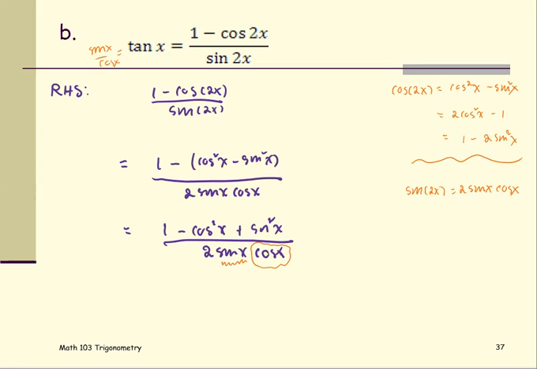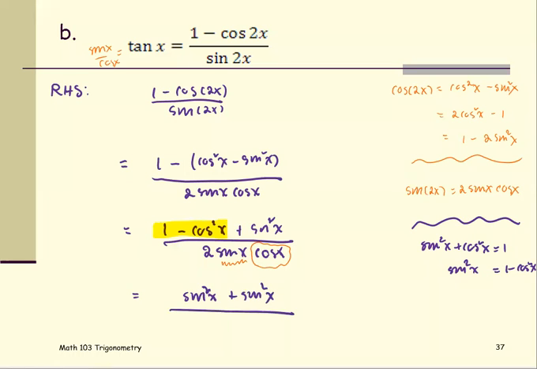From the numerator that we have, think about the trig identity that we use the most, the Pythagorean identity, which is sine square x plus cosine square x equals 1. That tells us sine square x is the same as 1 minus cosine square x. So we're going to replace 1 minus cosine square x with sine square x, all divided by 2 times sine x times cosine x.